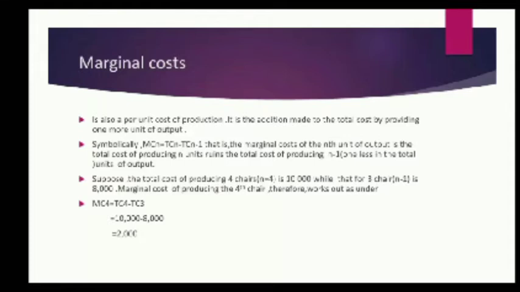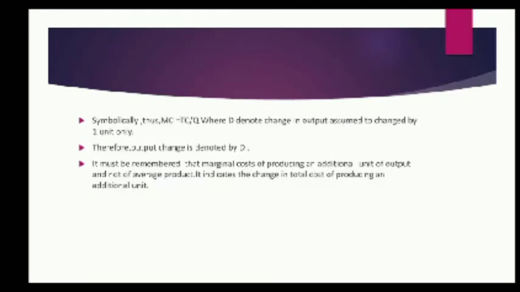Suppose the total cost of producing 4 chairs, or n is equal to 4, is 10,000, while for 3 chairs, n minus 1, is 8,000. The marginal cost of producing the 4th chair therefore works out as follows: MC4 is equal to TC4 minus TC3, which is 10,000 minus 8,000, equal to 2,000. Symbolically, thus, MC is equal to change in TC divided by change in Q, where the change in output is assumed to be 1 unit only.